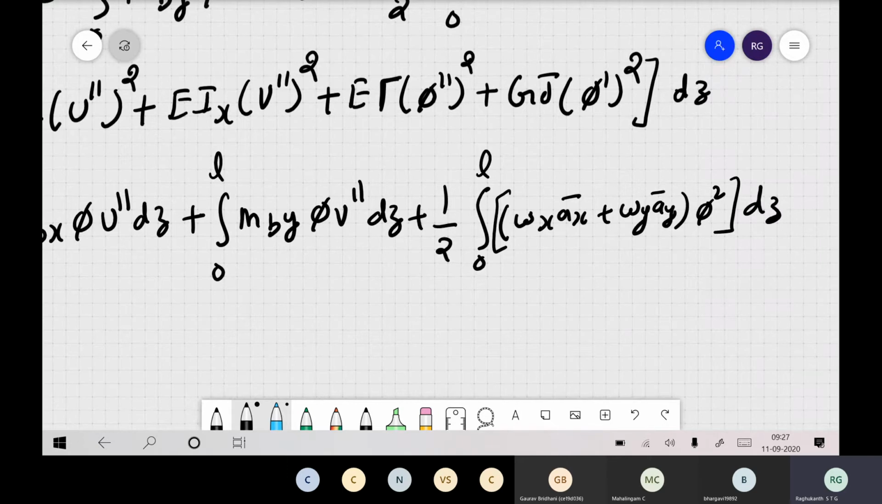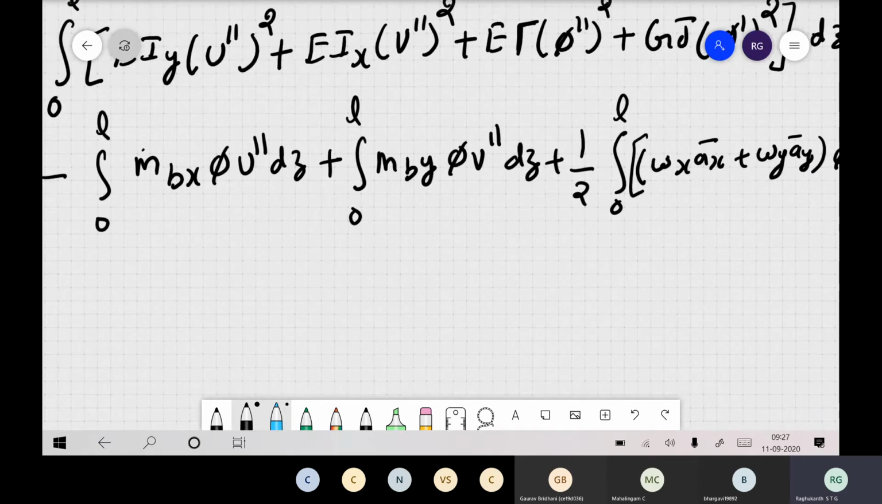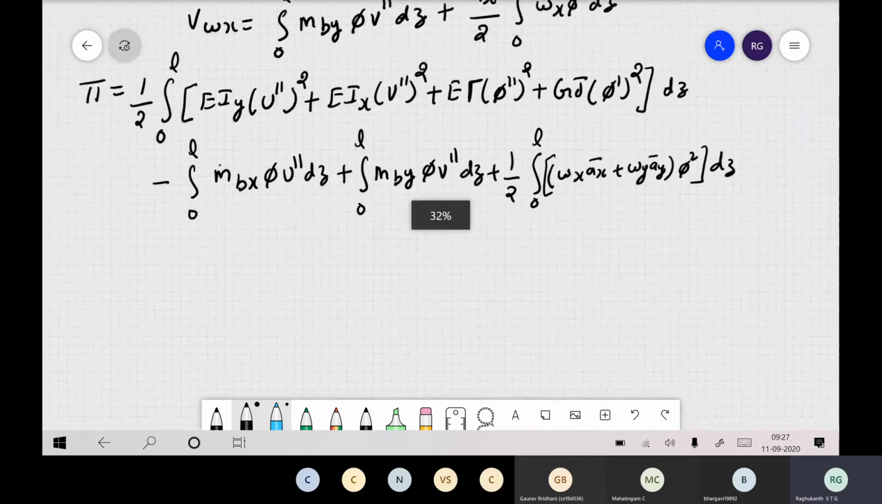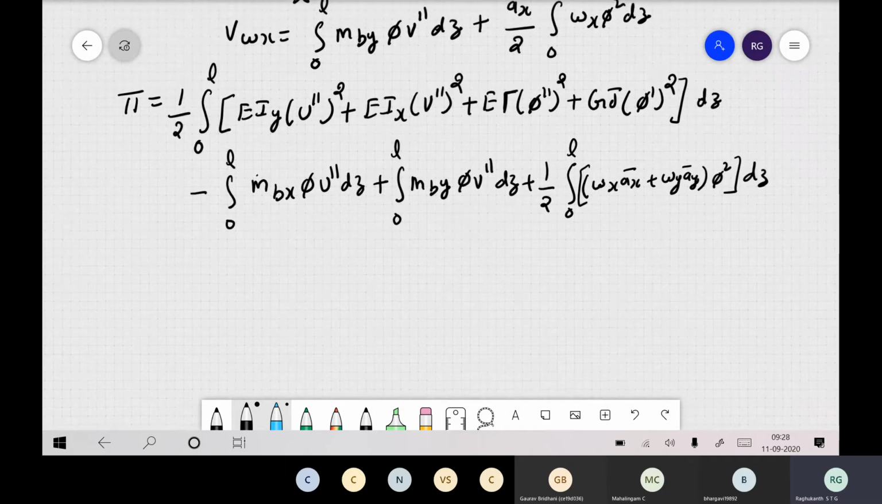So this is more general case, what we are writing. You can have both the ends. Biaxial bending can then be possible. So now this is our total strain energy, the total energy inside our beam.